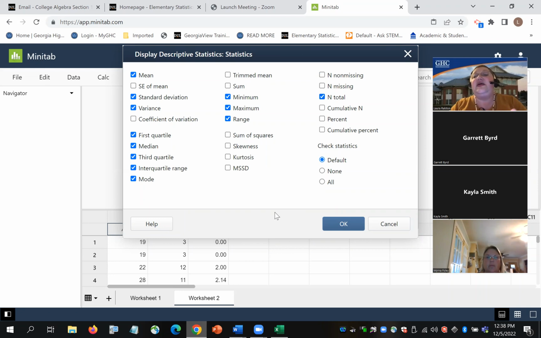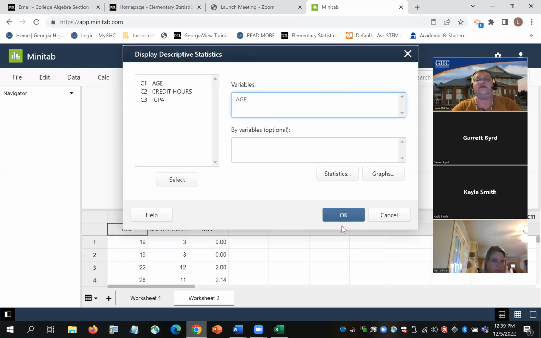Okay, so you need the sample mean, the sample standard deviation, the sample variance, first quartile, median, third quartile, interquartile range, mode, minimum, maximum, and the N total. You want to know how many you have. That's your sample size. Let me get my tablet over here where I can write on it.